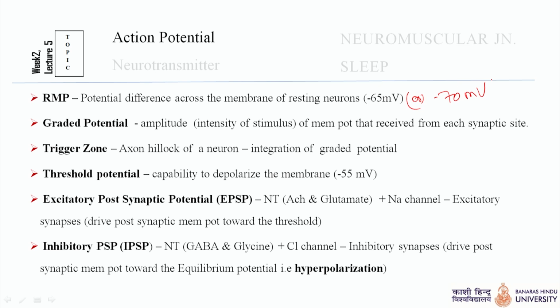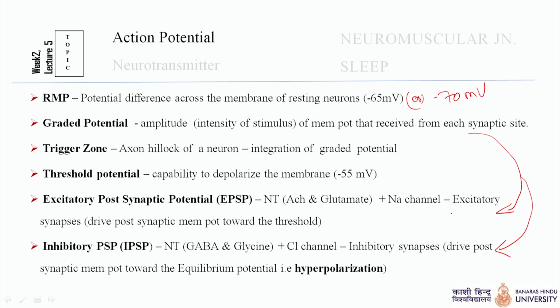Next is the graded potential. I told you grade means some potentials lead the membrane potential towards the positive side, and some graded potentials lead the membrane potential towards the negative side. Based on that, these graded potentials are called excitatory postsynaptic potentials and inhibitory postsynaptic potentials. When the potentials lead to the release of acetylcholine and glutamate, which are excitatory neurotransmitters, that ultimately causes the opening of the sodium channels, leading to the depolarization of the postsynaptic membrane.